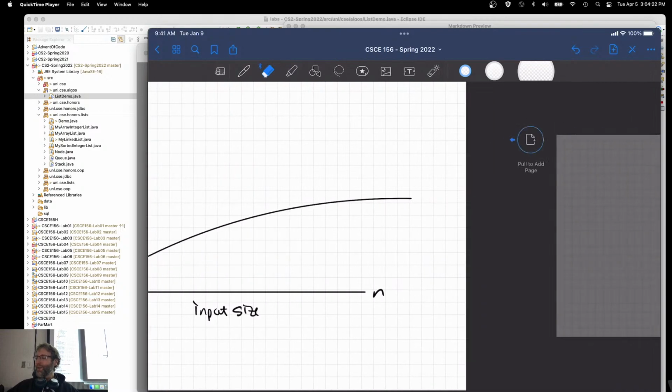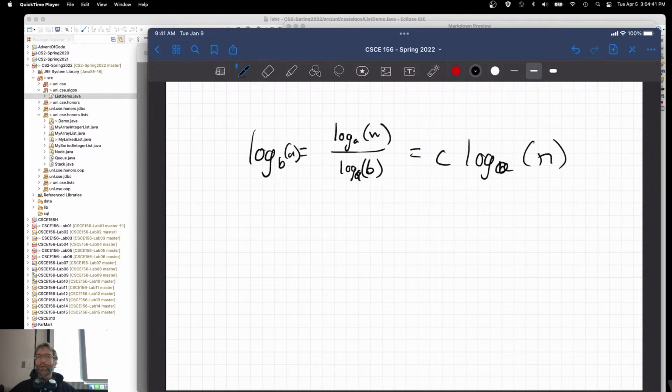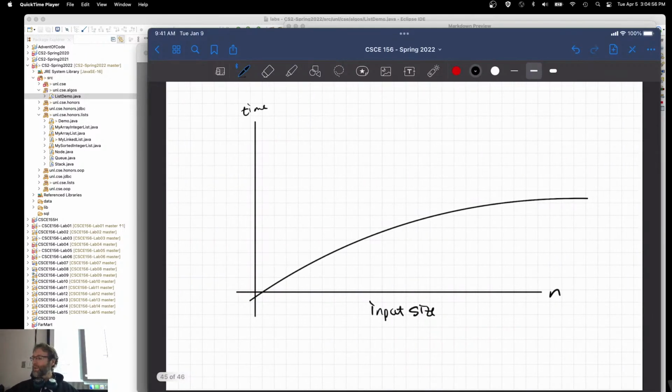Why? Because of the change of base formula. Log base b of n can be changed into log base a of n by dividing by log base a of b. In other words, it's just some constant sitting out front. And do we care about constants in the end? Probably not. Because upgrade your hardware, and whatever constant you had before is now half as much. Right?